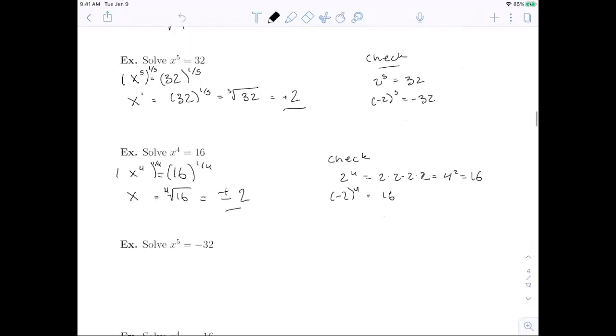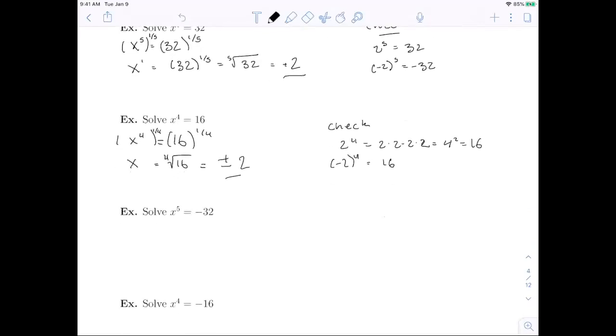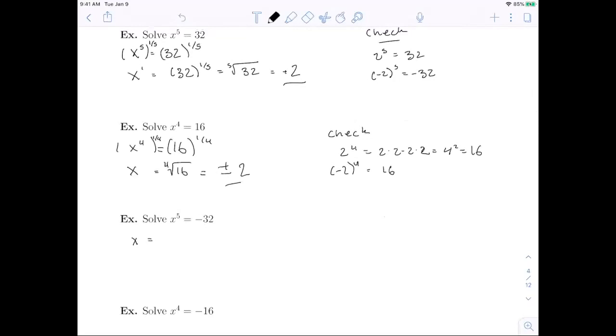All right? So x to the 5th is now equal to -32. So we can use what we did before. Looking up at the first example, we can take the 5th root of -32. But I have a negative in my radical. Is that okay? It is okay.